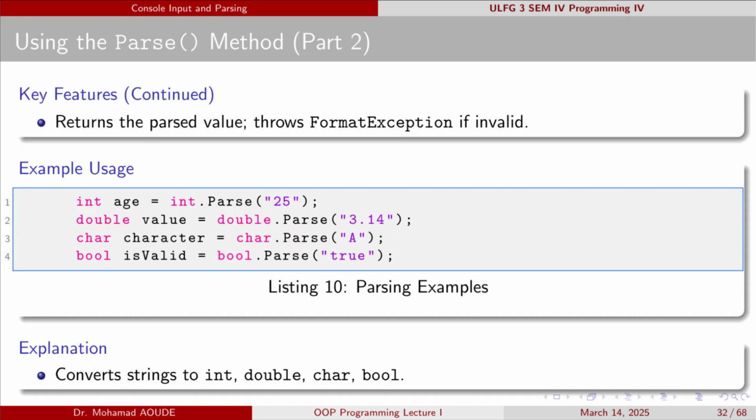Let's look at a few examples. int age = int.Parse("25") turns a string into an integer. double value = double.Parse("3.14") turns a string into a double. char letter = char.Parse("a") turns a string into a character. bool isValid = bool.Parse("true") turns a string into a boolean.